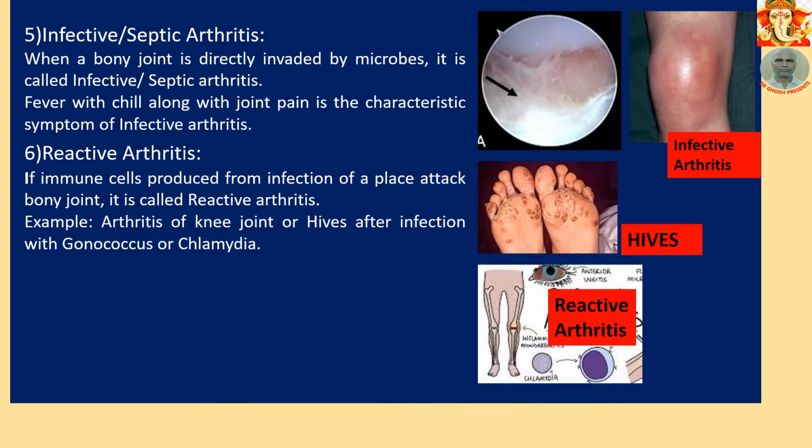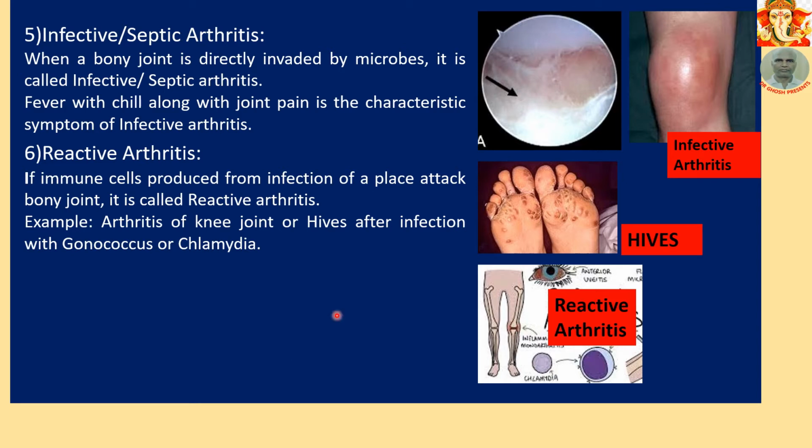Number 5, infective or septic arthritis. When a bony joint is directly invaded by microbes, bacteria, virus, fungus, etc., it is called infective or septic arthritis. Fever with chill along with joint pain is the characteristic symptom of infective arthritis. Fever along with coldness of the body is a characteristic symptom of this type of arthritis.